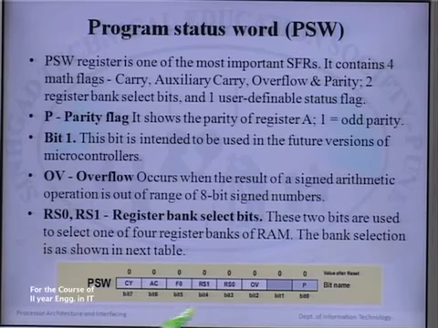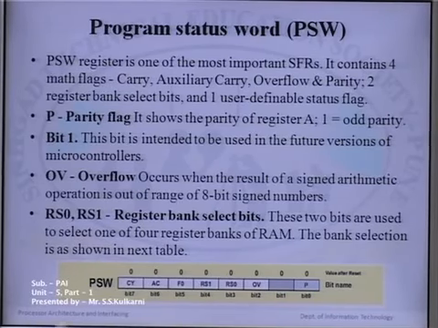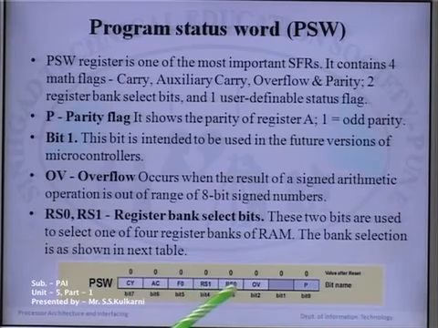Then it is the overflow flag. Bit 2 is the overflow flag, which is set to 1 whenever signed arithmetic is performed. After performing the signed arithmetic, if the result is too large to fit into the destination, then this flag is set. As shown, the next 2 bits are RS1 and RS0.